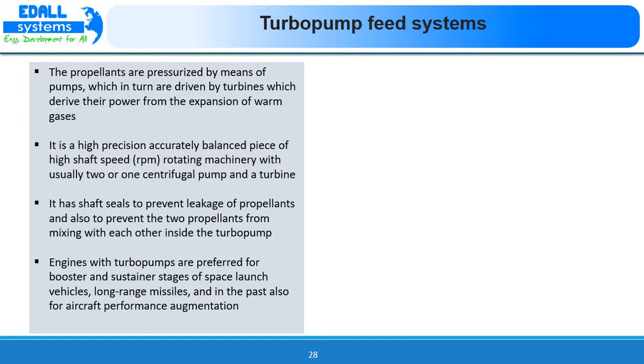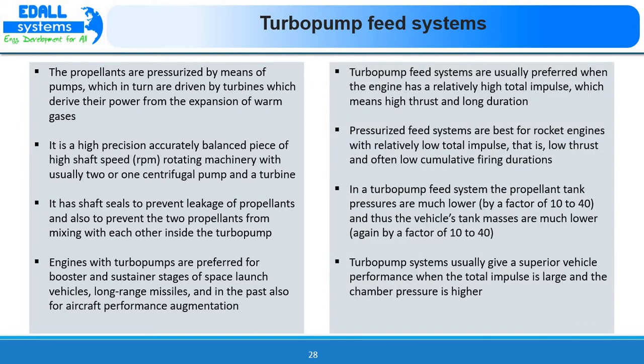So these are the applications where turbopump fed systems are used. Moving on to the next part, turbopump fed systems are usually preferred when the engine has a relatively high total impulse, which means high thrust and long duration. Earlier we have seen that the gas pressure fed systems were used for low chamber pressure, low total impulse applications, while these heavier turbopump fed systems are used where we need very high thrust and long duration of flights.